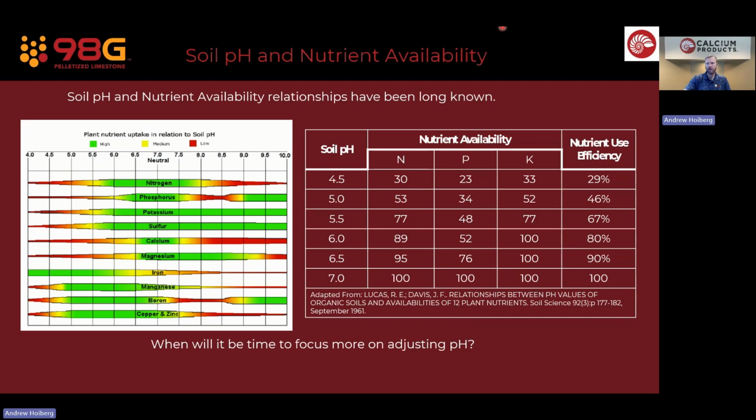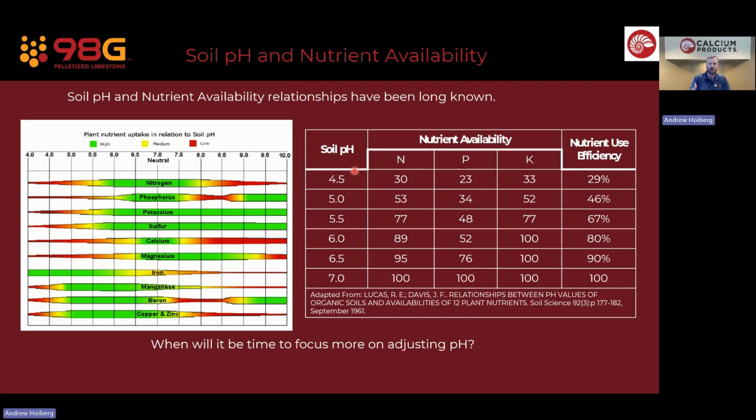So this graph or table over on the right is one that we've used at Calcium Products for a long time to help people illustrate exactly what kind of nutrient use efficiency you're getting at different soil pH levels. And it's not so uncommon for us to run into fields that are down at 4.5 or sometimes even lower than that. We've seen some down in the upper threes, which is ridiculous to think that we've got soil pHs that low.